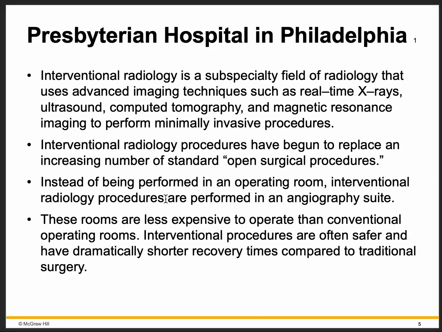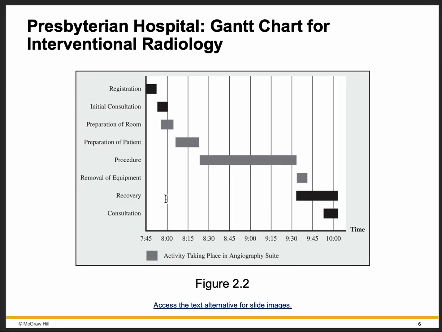So let's look at an example of a process at a Presbyterian hospital in Philadelphia. We are specifically going to be looking at something called the angiography suite. Here is a Gantt chart for the interventional radiology department where the angiography suite exists. You have patients come in, they register, they go through an initial consultation to figure out where they are going to go.